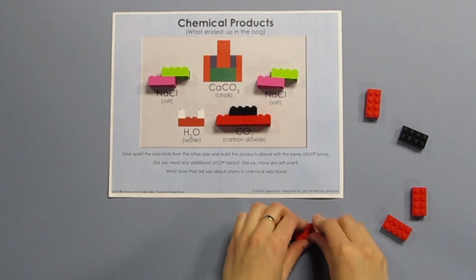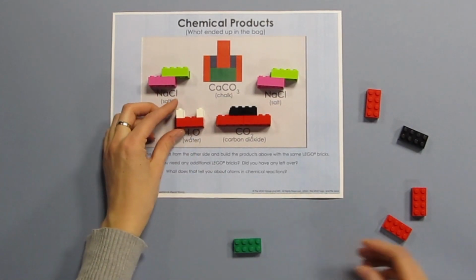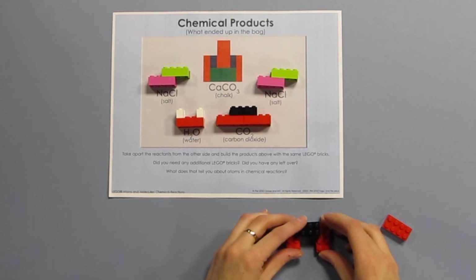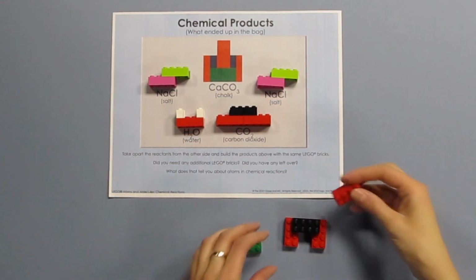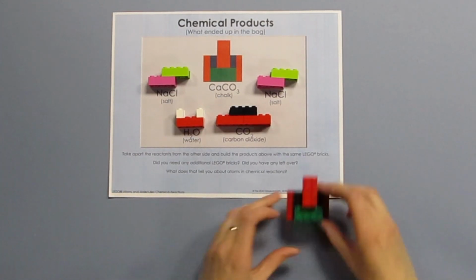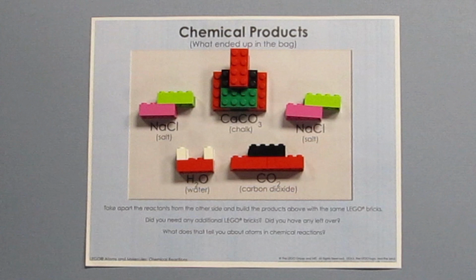2 hydrogen atoms and an oxygen atom bond together to form water. Finally, 3 oxygen atoms, 1 carbon, and 1 calcium bond together to form a molecule of chalk. In making these new products, no new atoms were needed and none were left over. Amazing! We just demonstrated conservation of mass.